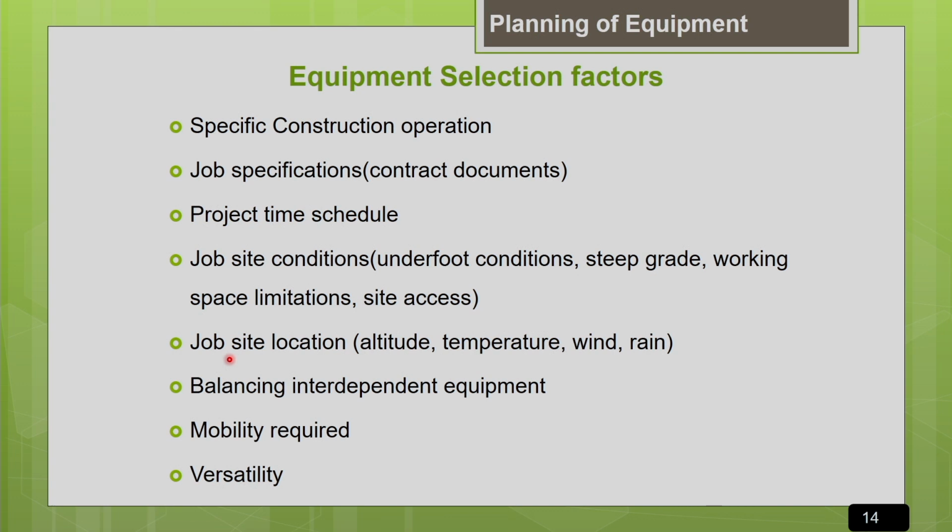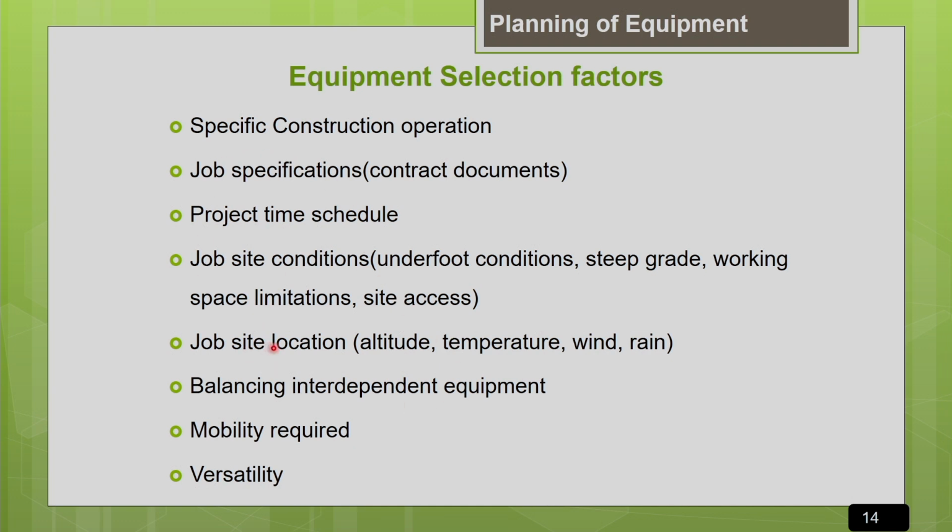Now, having discussed the general guidelines to be kept in mind, let us move on to the important equipment selection factors. The first one is your specific construction operation. That is a basic, important factor. As I told you, your contract specifications in the contract documents are going to govern your selection. They decide your project time schedule and the budget allocated. Other than that, there are different job site conditions like your underfoot conditions, your grade, how steep it is, what the working space limitations for your equipment are, and how the site access is.